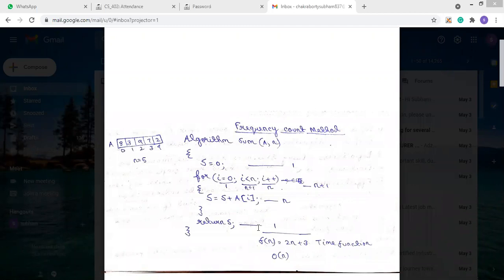And the statements present inside the loop will be executed n number of times, because at the n plus 1 time, the condition will be false. So inside the loop, the statements will be executed n times, and the loop condition is n plus 1. Clear?